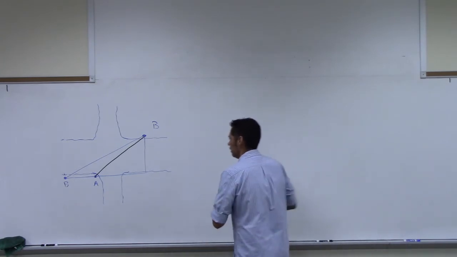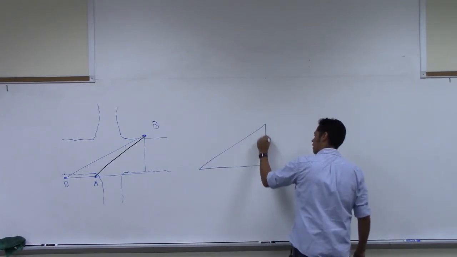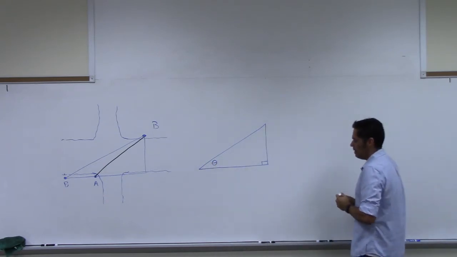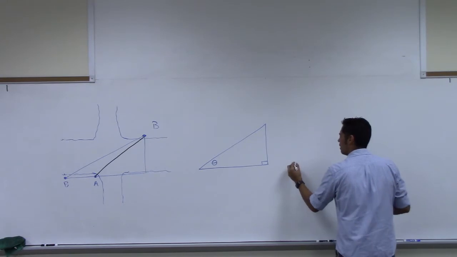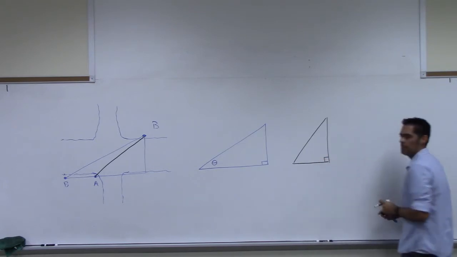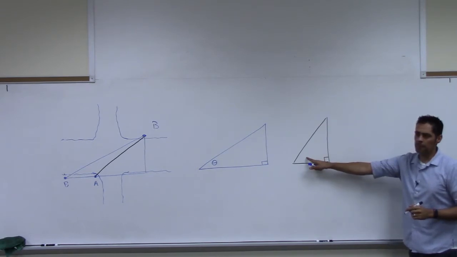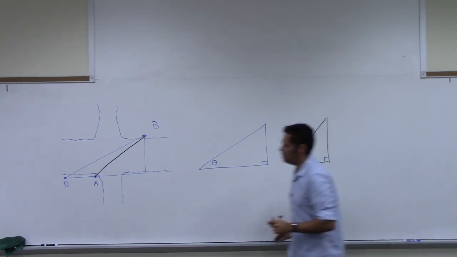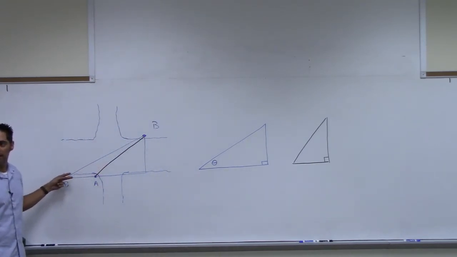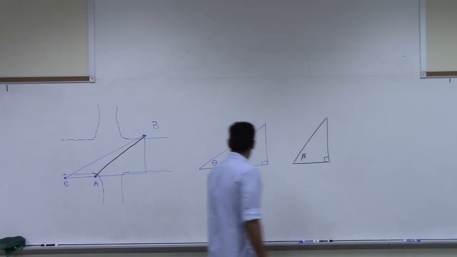And this is some angle theta, right? And the other triangle looks like this. Is that theta in there? Is this also theta? Yes. Are these angles the same? No, they're not. These are not the same angles, are they? No. So I better call it something different.